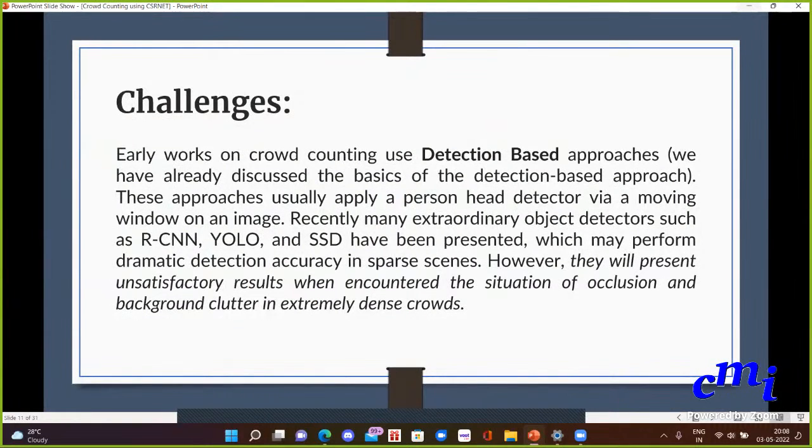I'm Suman. So as we are discussing the different approaches of crowd counting, the most primitive one is the detection-based approaches. These approaches usually apply a person head detector via moving window on an image. Recently, there have been many extraordinary developments in this field like RCNN, YOLO, and SSD, which perform extraordinarily well in sparse scenes. However, it will lead to unsatisfactory results when we encounter the situation of occlusion and background clutter when it's extremely dense crowds.